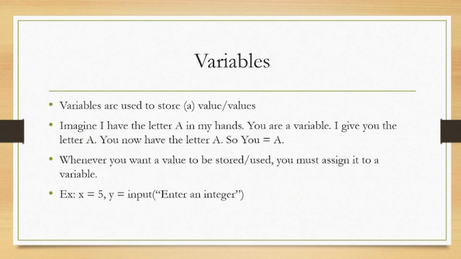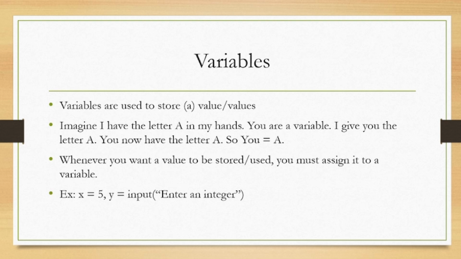Variables are used to store a value or values, depending on if it's a list, but we'll get to that later. And so, how do variables store a value? Imagine I have the letter A in my hands, and you are a variable. If I hand you the letter A, you now have it. So you could say the variable is equal to A. As long as I don't give you another value, you will always be equal to A.